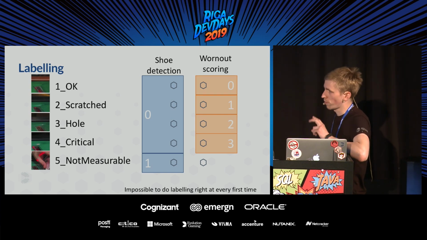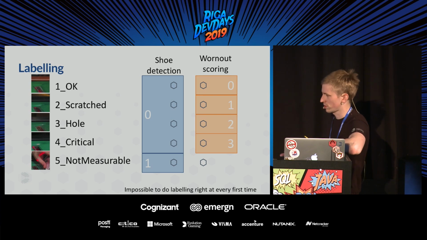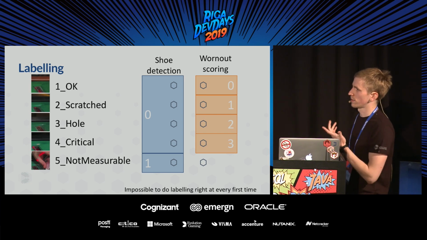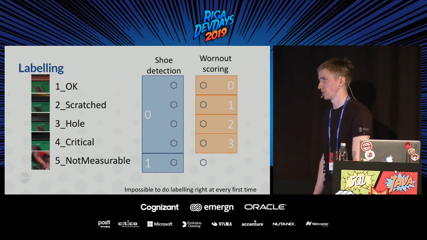So we have 5 folders, and the assessor guys were just sorting the images into those folders. The first one was when everything is fine, second scratched, third and fourth are critical, and the fifth was not measurable because something covers the region of interest.